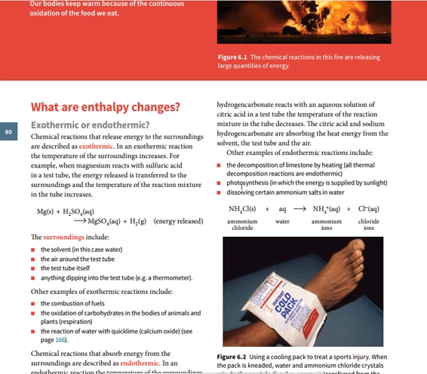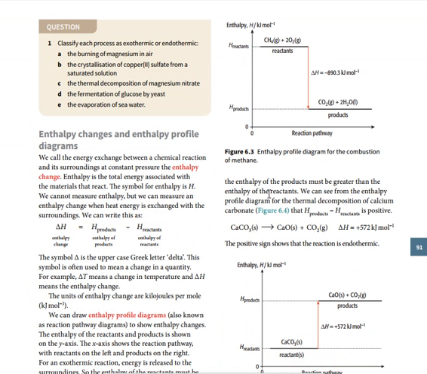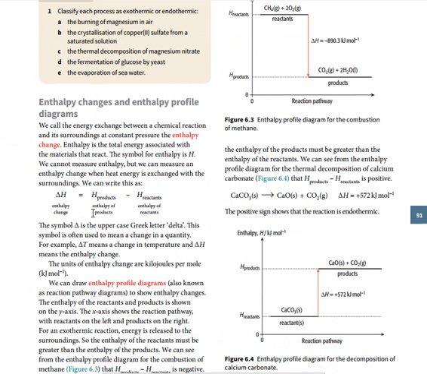You have also photosynthesis, in which the energy is supplied by sunlight. You need to know that photosynthesis involves a rise in energy, as you are going to see in biology. So now, enthalpy change and the enthalpy profile diagram. We need to visualize that enthalpy change is the enthalpy of the products minus the enthalpy of the reactants.